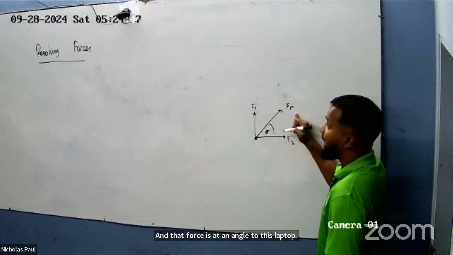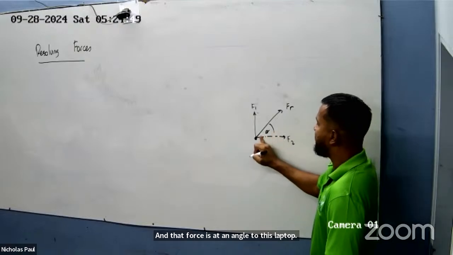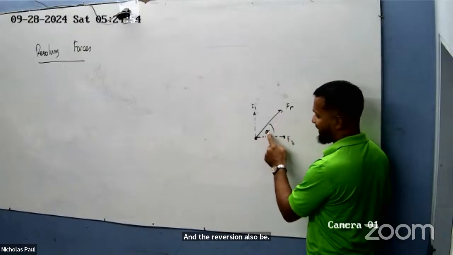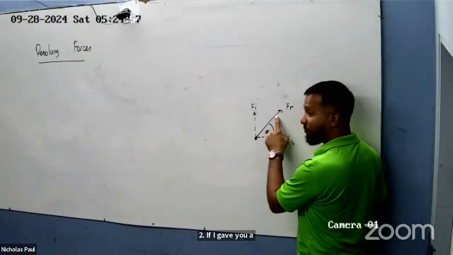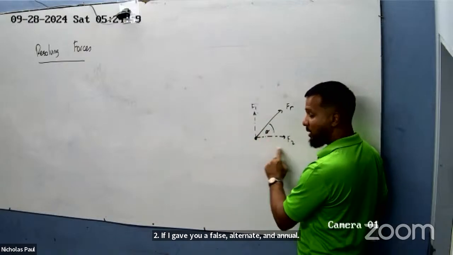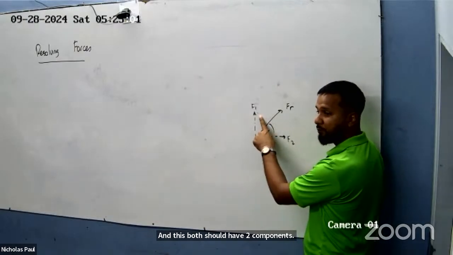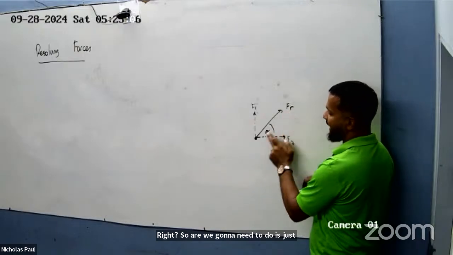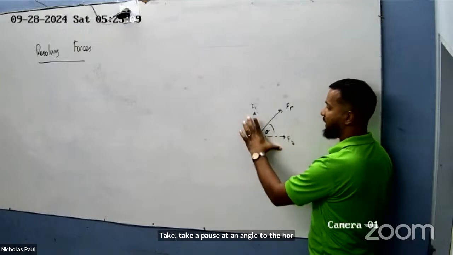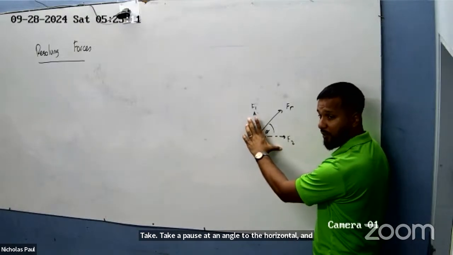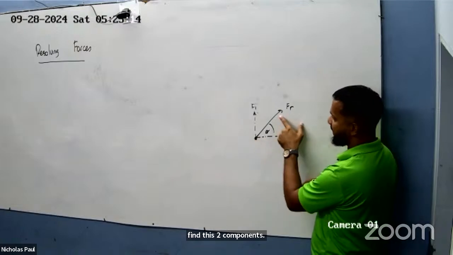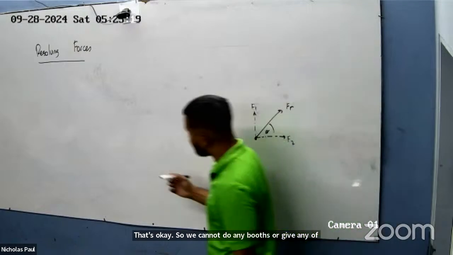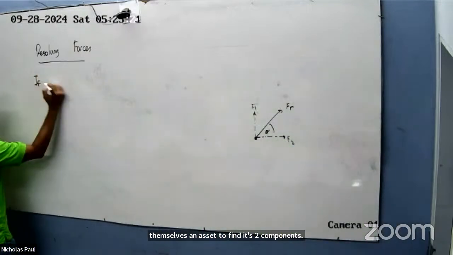So if I give you a force here, the reverse should also be true. If I give you a force acting at an angle to the horizontal, this force should have two components, a horizontal and a vertical component, right? So all we're gonna learn to do is take a force acting at an angle to the horizontal and find its two components. That's okay? So we are not doing it in reverse now, given the resultant force and finding its two components. That's okay? So if we have something like this, right?